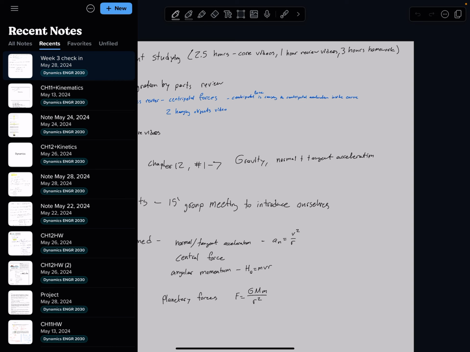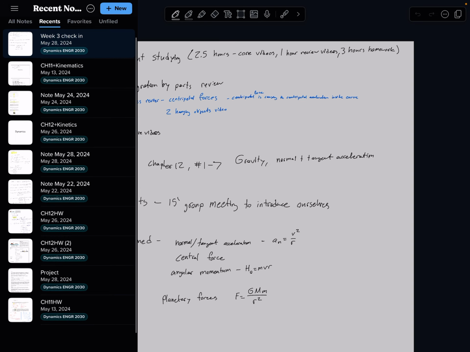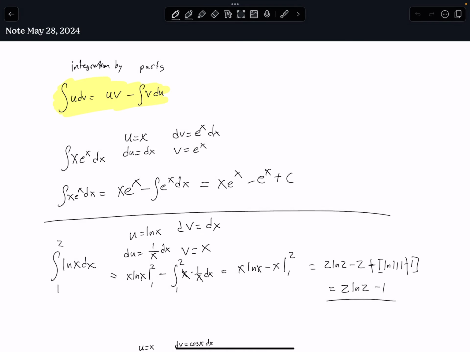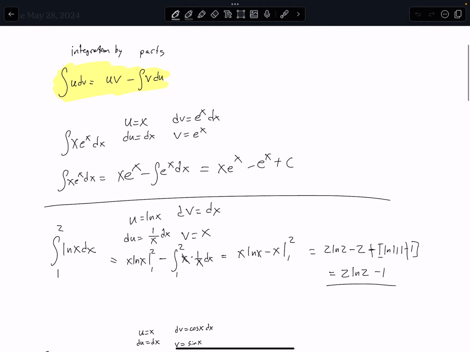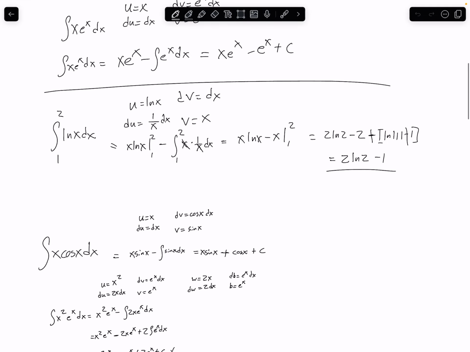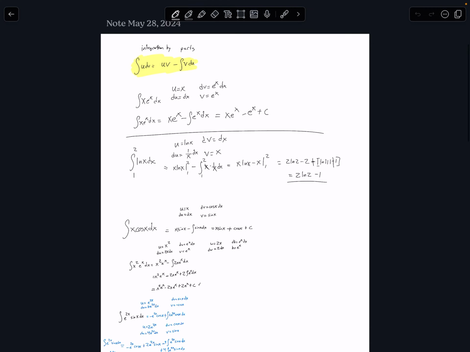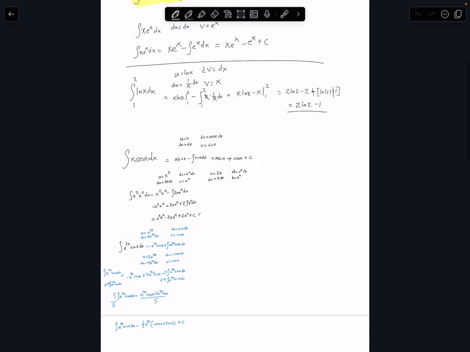For the integration by parts, I believe it should be right here. The integral of u dv equals uv minus the integral of v du. And then each problem is a separate video and such. And yeah.